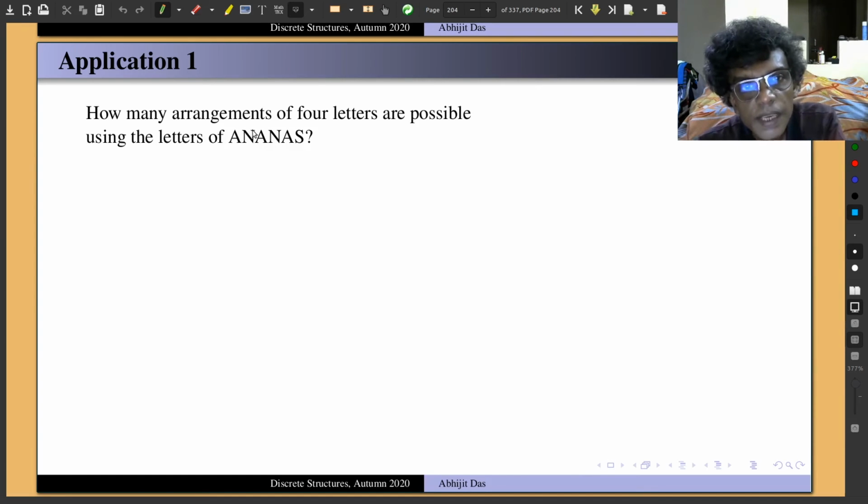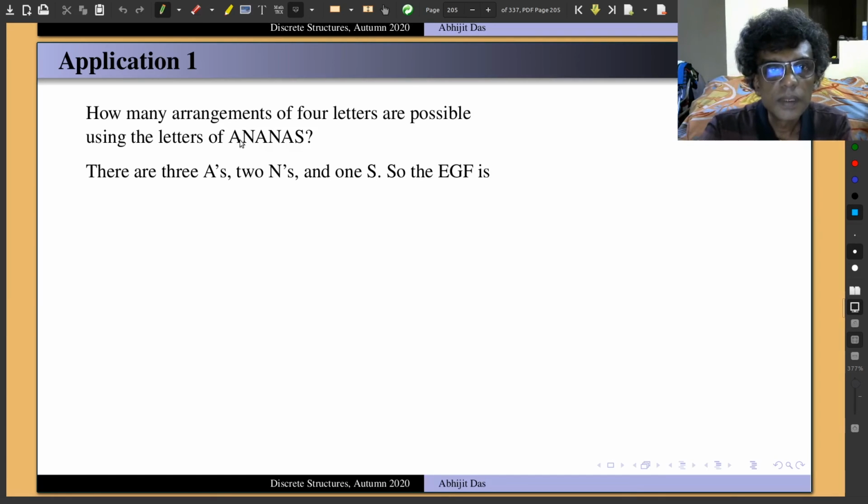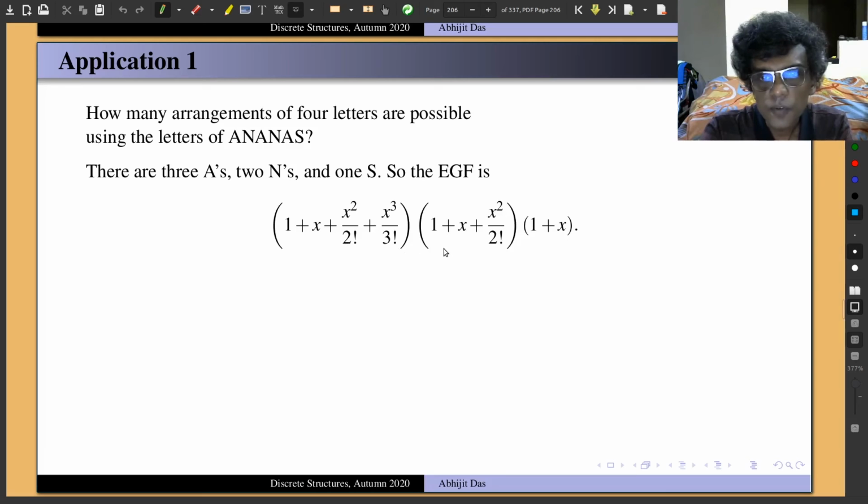Now let us count this A, N and S. See that there are 3 A's, 2 N's and 1 S. Therefore, A can appear 0 times, once, twice, or thrice. It cannot be more than that because there are only 3 A's. There are 2 N's, so N can appear 0 times, once, or twice. S can appear either 0 times or once. So the exponential generating function of all arrangements is this: this is for A, this is for N, and this is for S. And I am interested in 4 letter arrangements.